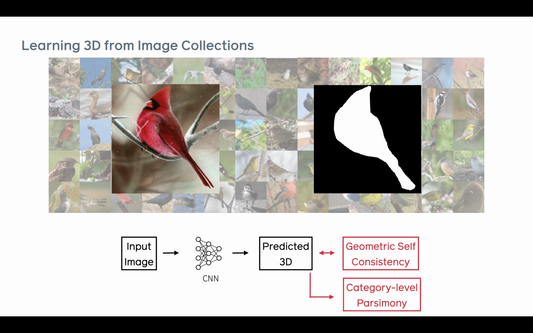And in this work, what we enforce is some notion of category level parsimony. That is, shapes across birds don't vary arbitrarily. If we leverage the notion that across all instances in a category, there's some low dimensional shape space that controls the variation of shape across the instances, then by enforcing parsimony in this shape space, we can distinguish amongst the many possible infinite solutions and get to the correct solutions.